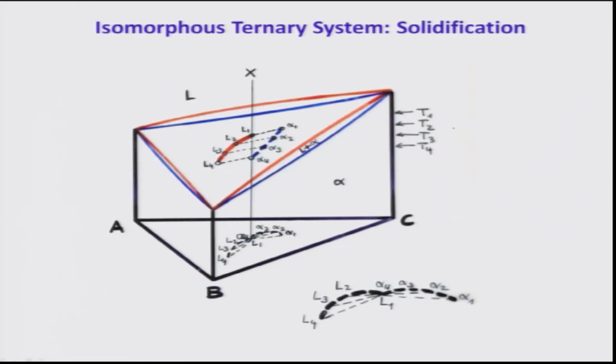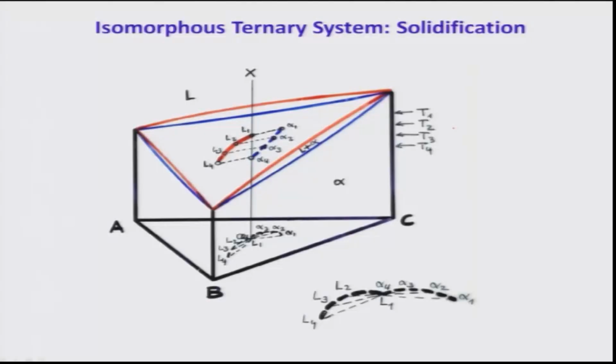Now let me just get into the basic theme of this lecture. We are going to discuss the solidification behavior of a ternary isomorphous system with both equilibrium and non-equilibrium conditions. Well, this is a ternary isomorphous system, ABC phase diagram, a 3D space model, correct. Now I am going to discuss the solidification of the alloy composition X.